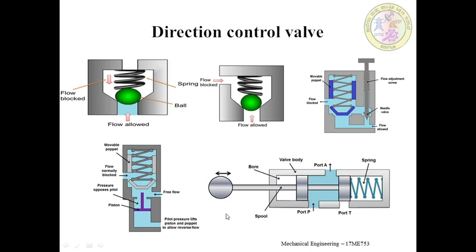And this is the poppet valve, which is having two-way valves. Based on the number of ports, we are going to classify the valve. This is known as a two-way valve. The two-way valve has only two ports as shown in the figure.